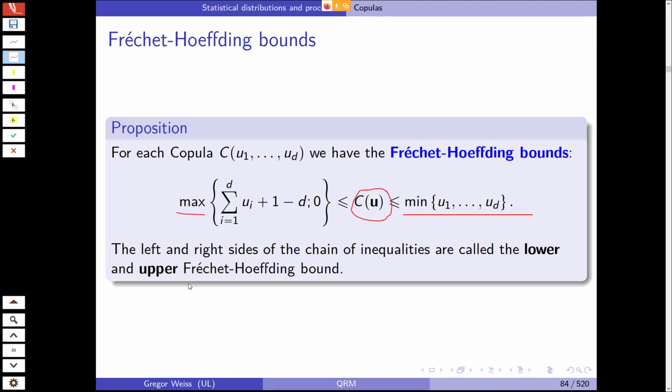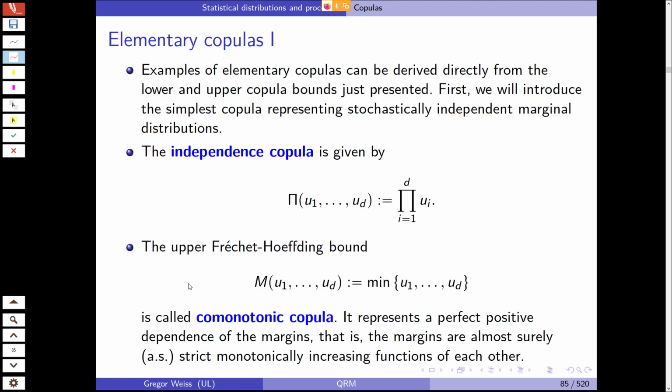So those are the two copulas. They're copulas in themselves, and they are, in a sense, the minimal and the maximal dependence you can model using copulas. Now, a very simple example is the independence copula, which is simply taking the u_i arguments of the function and multiplying them. This is the product copula, which is equal to stochastic independence between the marginals.